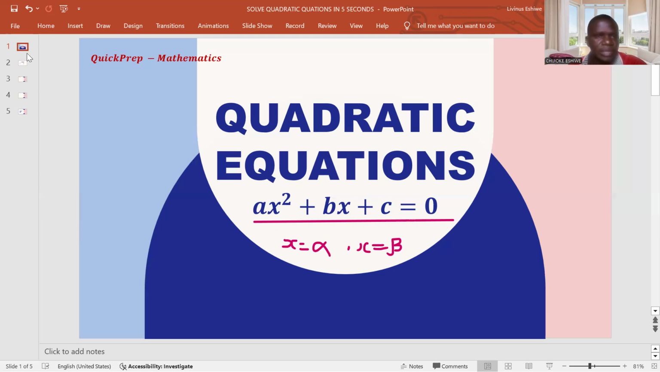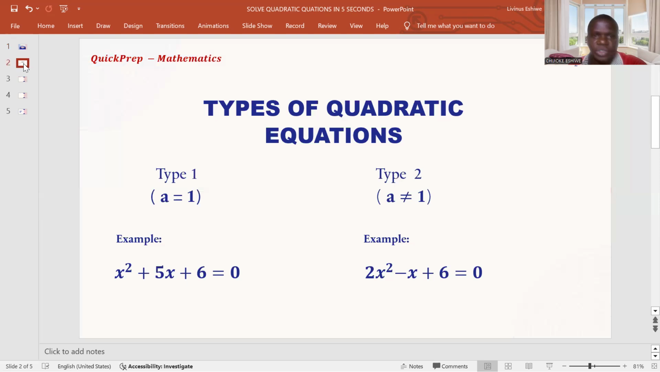Now, let's dive into what else you need to know. You need to know the types of quadratic equations. I've carefully placed quadratic equations into 2 types. The first are those that have a equal to 1, that is, the coefficient of the squared variable is 1. Now look at this example.